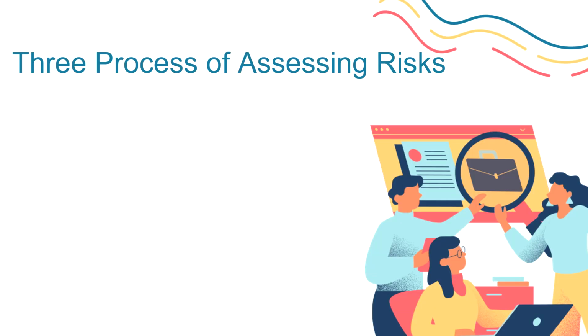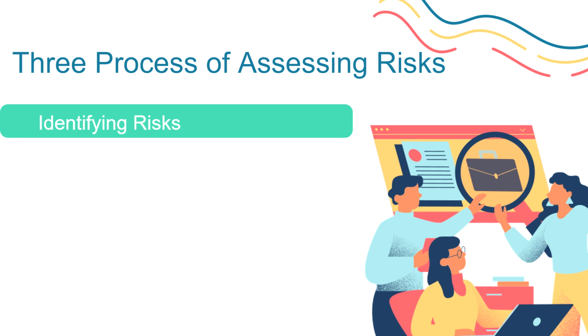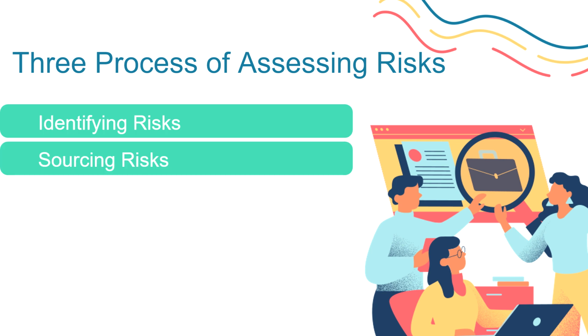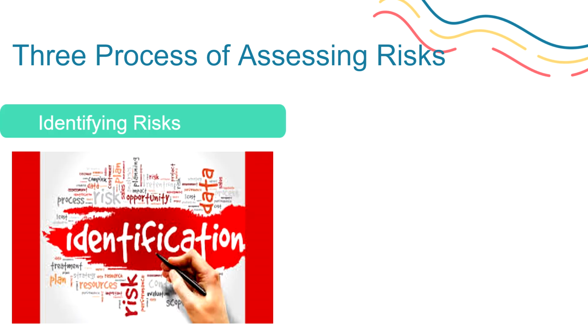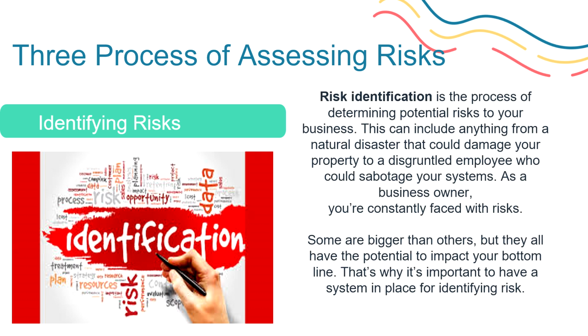So there are three processes of assessing risk. So we have identifying risk, sourcing risk, and prioritizing risk. So when we say identifying risk, it is a process of determining potential risks to your business. So it can also be called risk identification.